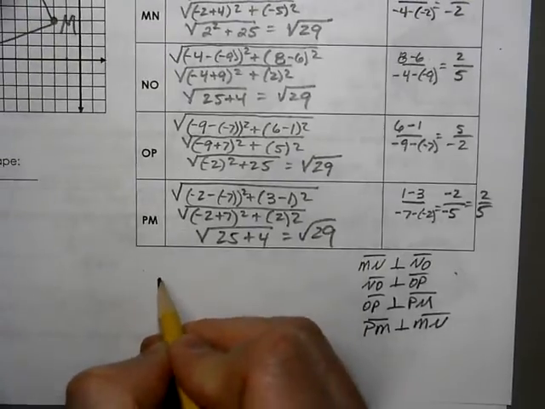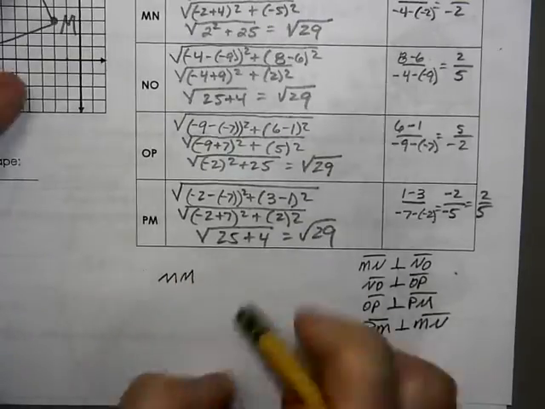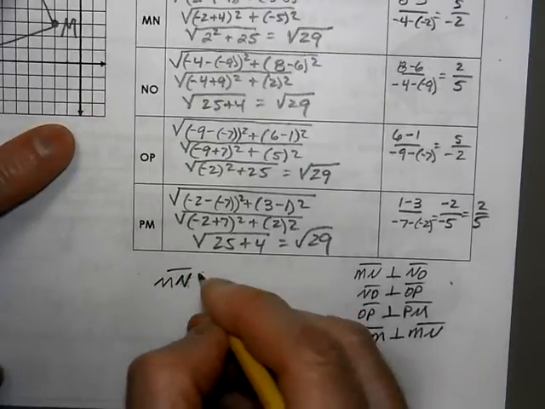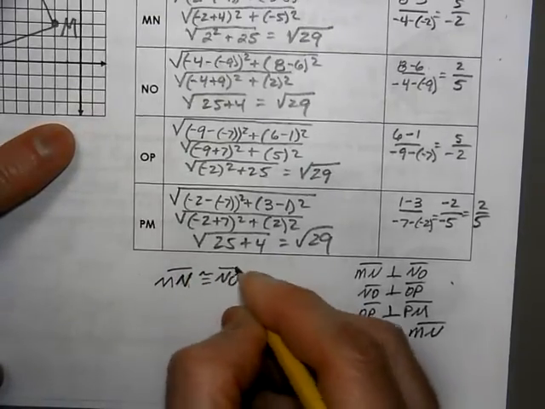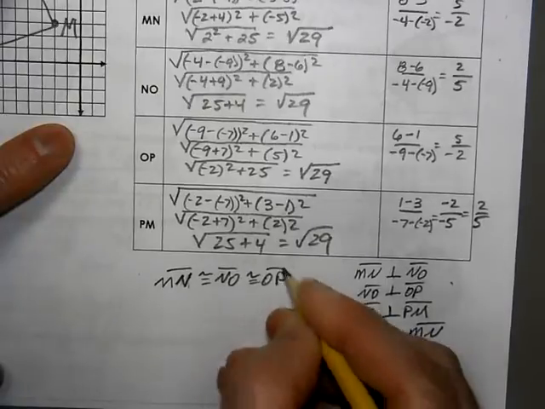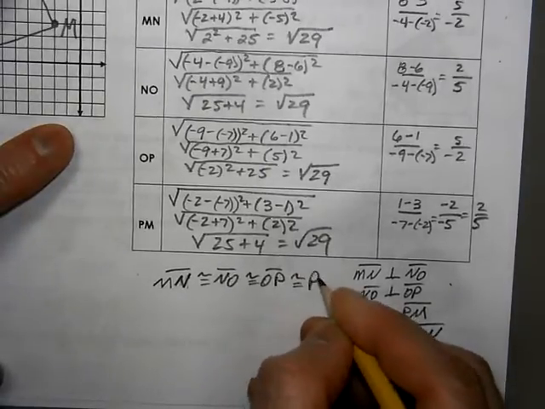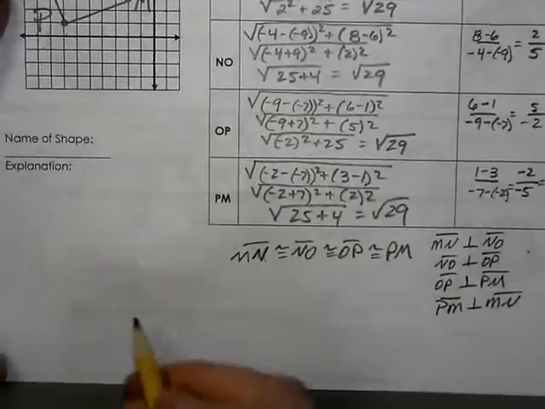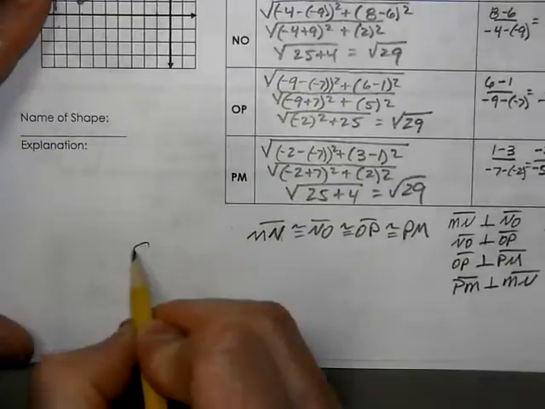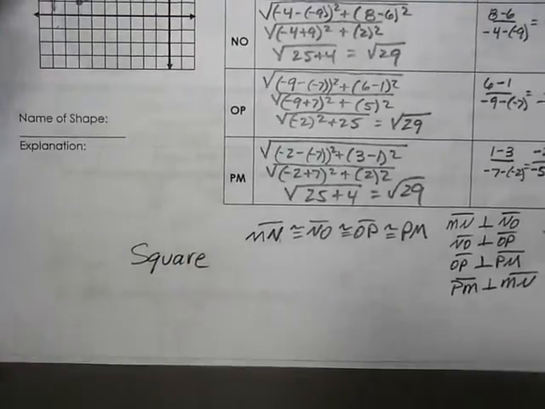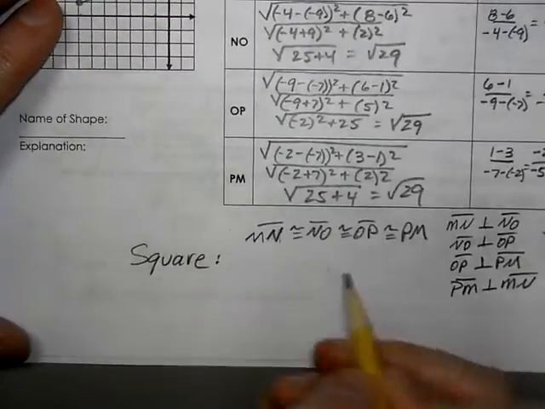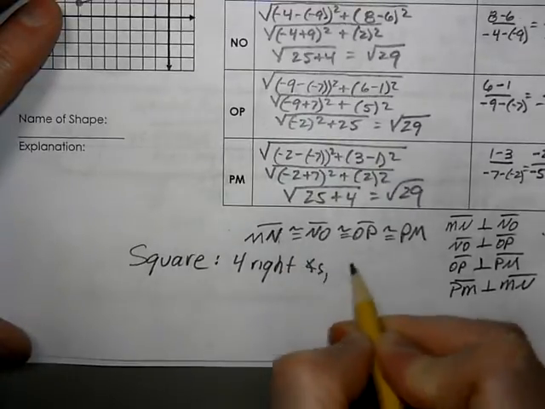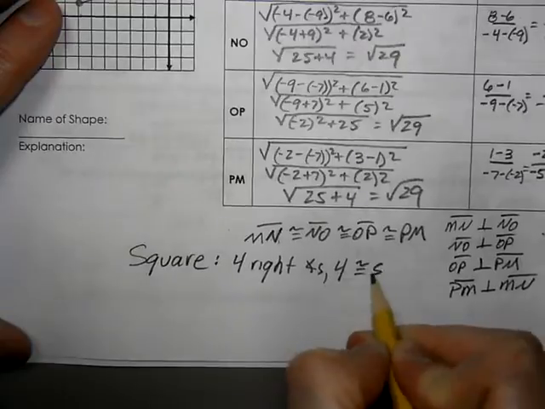I know that MN is congruent to NO, which is congruent to OP, which is congruent to PM. So this is a square. Four right angles, four congruent sides.